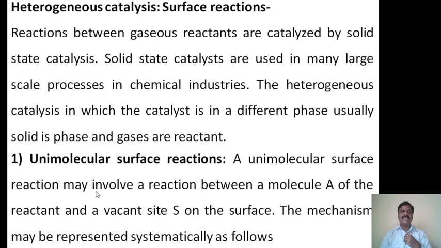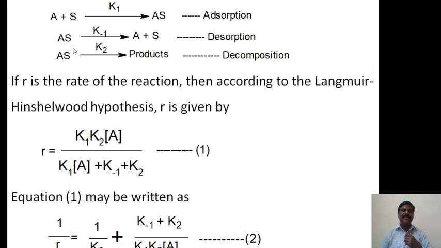Now coming to unimolecular surface reactions. A unimolecular surface reaction may involve a reaction between a molecule A of the reactant and a vacant site S on the surface. The mechanism may be represented systematically as follows. A plus S forms AS, which is adsorption, and Ka is the equilibrium constant of the adsorption reaction. That AS is converted back into reactant A and the surface catalyst separates. Therefore, desorption or evaporation takes place.